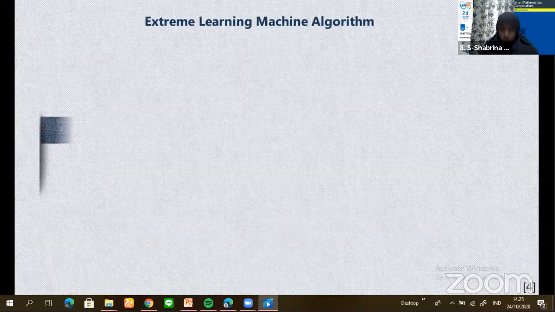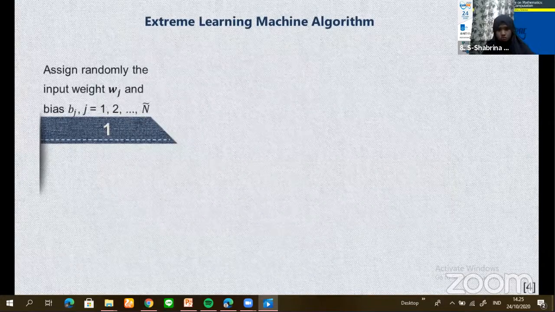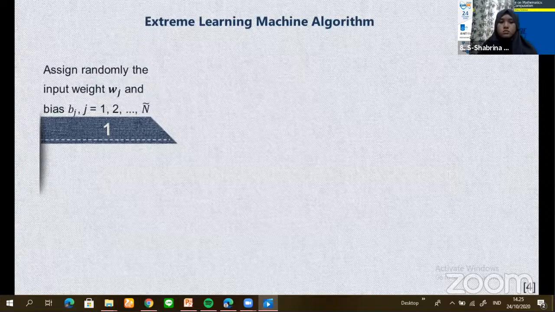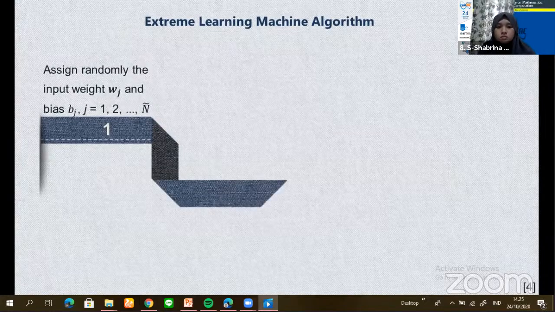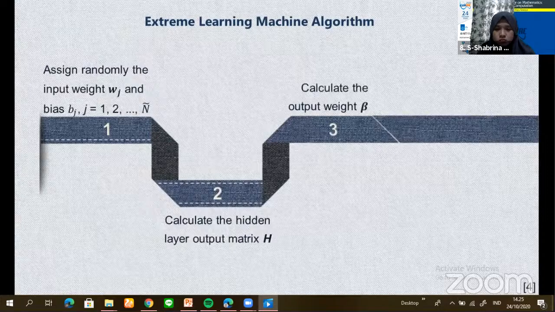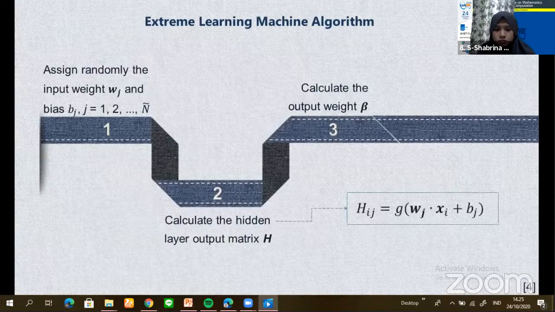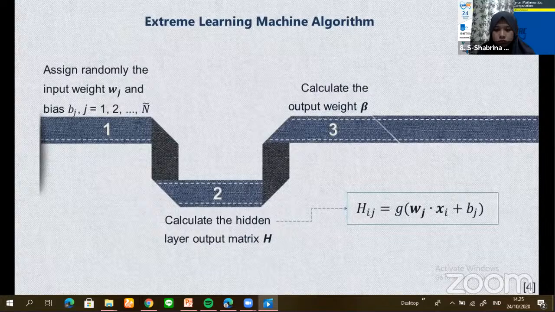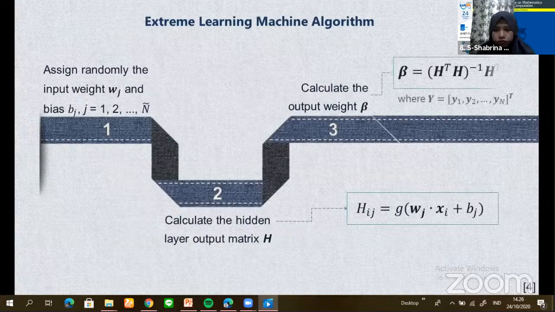The algorithm of ELM are as follows. First, we assign randomly the input weight Wj and bias Bj, where j is the number of hidden nodes, start from 1 until N tilde. The second step, we calculate the hidden layer output matrix that is symbolized with H capital. And the third step, we calculate the output weight beta. The entry of matrix H capital can be calculated by using the following formula, and the output weight beta can be calculated by using the following formula, where Y capital is the target value, which has form like this.